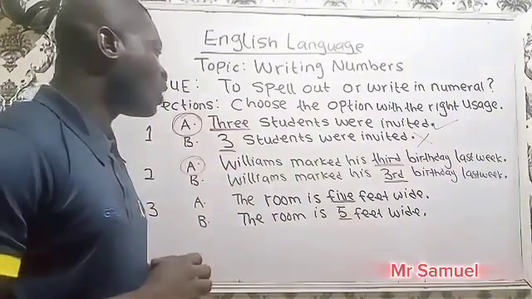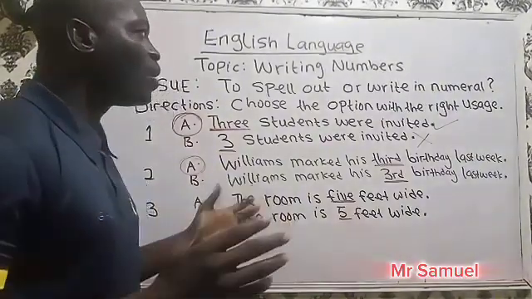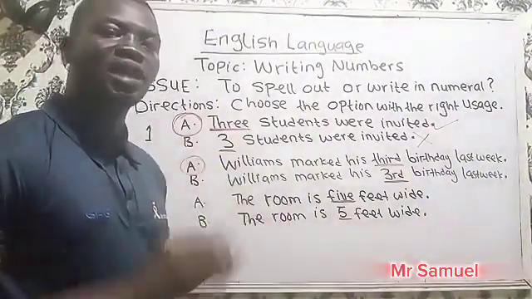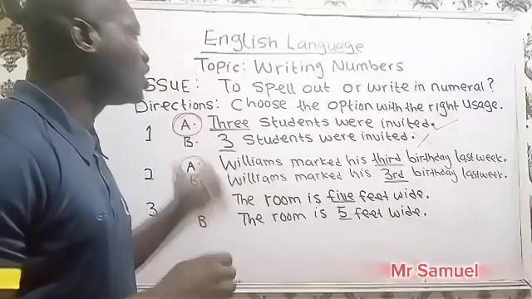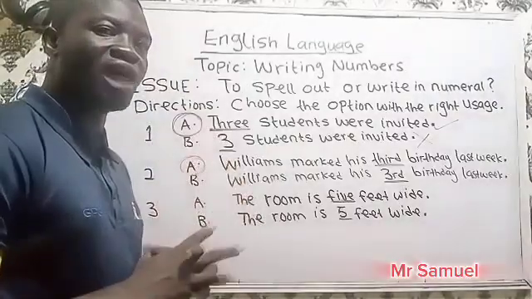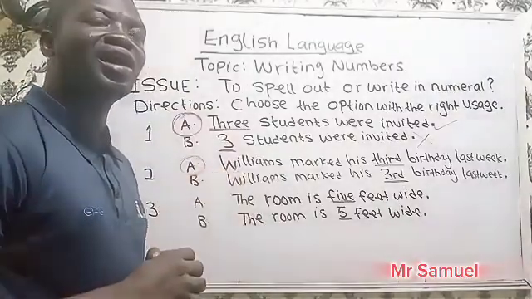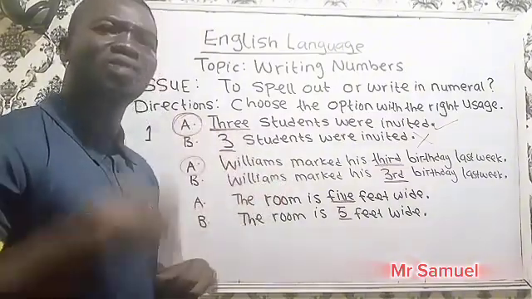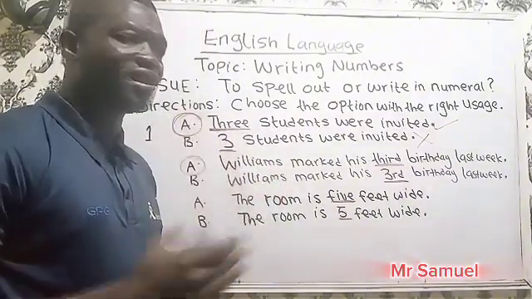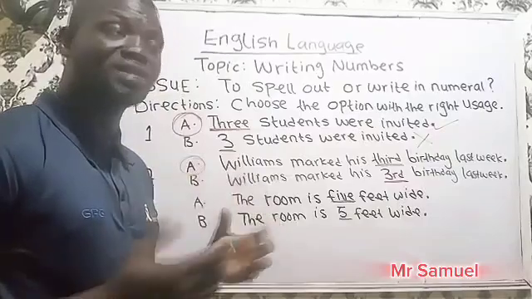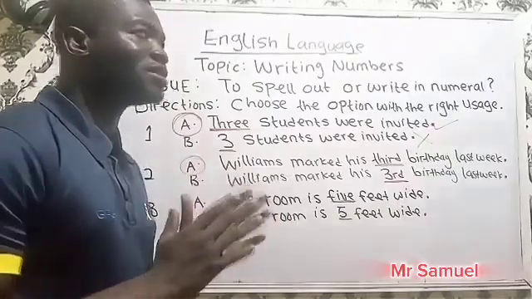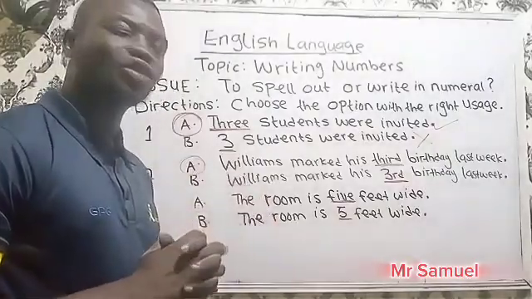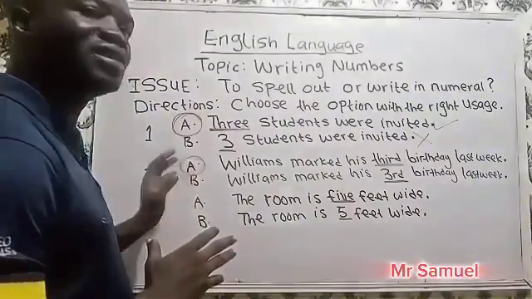Now for the second part. Remember, we're still working on how to write numbers, and the major challenge is whether to spell it out or write it as a numeral. This is a major challenge across the world. Like I've mentioned, even professionals, including educators, sometimes find themselves in this kind of confusion. So let's look at the second example.